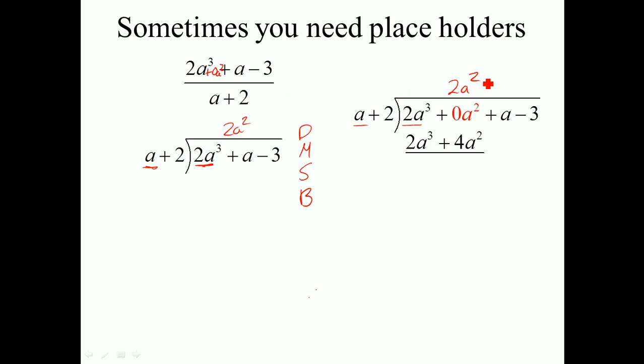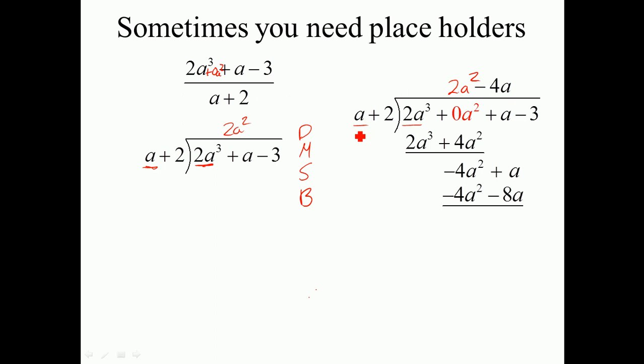From here, we're going to be subtracting. That should give you negative 4a squared. After you have that, you bring down, that's the plus a. So with that, you repeat the process all over again. How many times does a go into negative 4a squared? It goes in negative 4a times. Multiply back: negative 4a times a plus 2 is going to be negative 4a squared minus 8a.